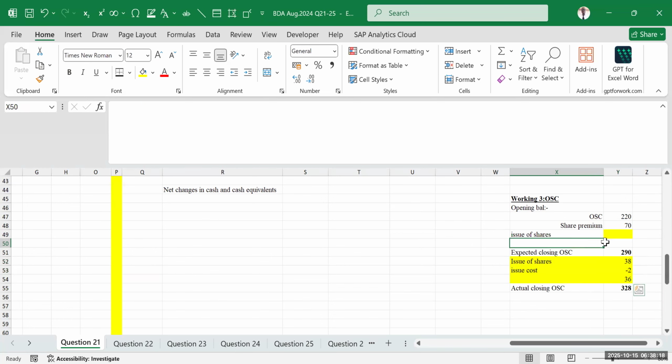So that explains it, and that makes it now easier to understand. The issue cost should not come at this point. It should come at this point to affect the amount that we are raising. We realized 38, but out of it, we spent 2 million. So how much do we have left at hand?